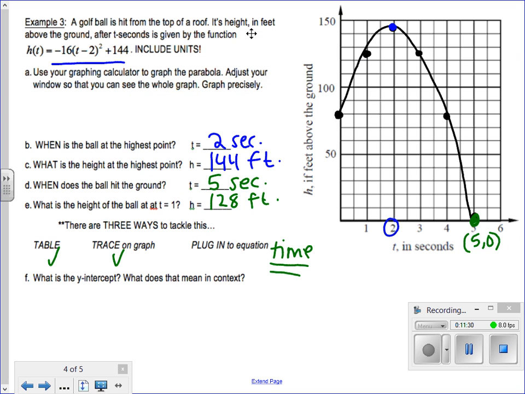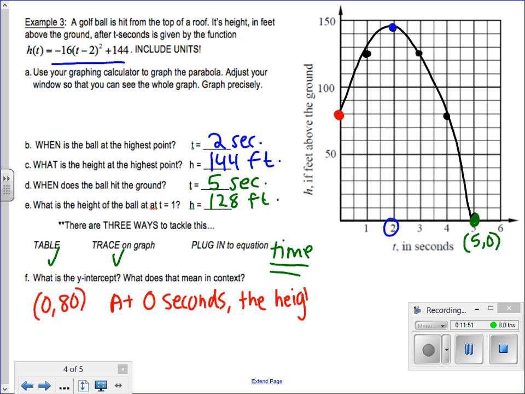Finally, it says, what's the y-intercept? Well, the y-intercept is where you cross the y-axis, which is at 0, 80. What does that mean in context? Well, that is at 0 seconds, that's the height of the golf ball. Or in other words, that means that the golf ball was hit from 80 feet above the ground.